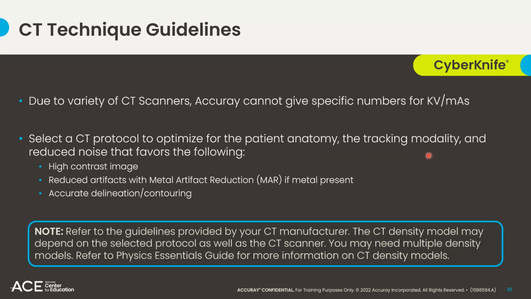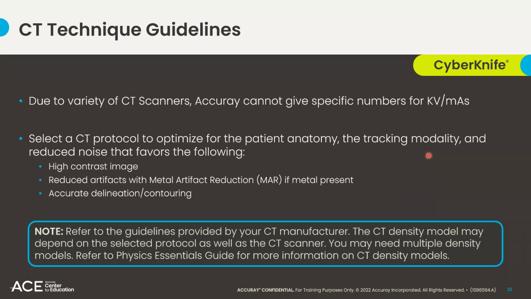Accuray cannot give specific numbers for KV or MS due to the variety of CT scanners and the wide range of techniques. So instead, we recommend talking to your CT manufacturer and emphasizing the need for clear, crisp bone that results in a high contrast image. The reason is our tracking algorithm will perform best with a high contrast DRR that has nice crisp edges and clear feature-rich anatomy that provides a sharp transition between bone and soft tissue.